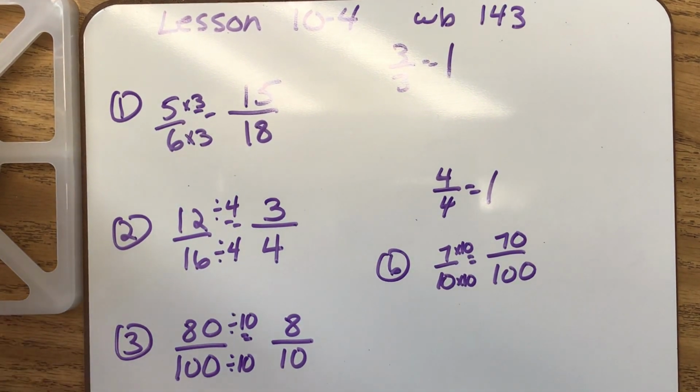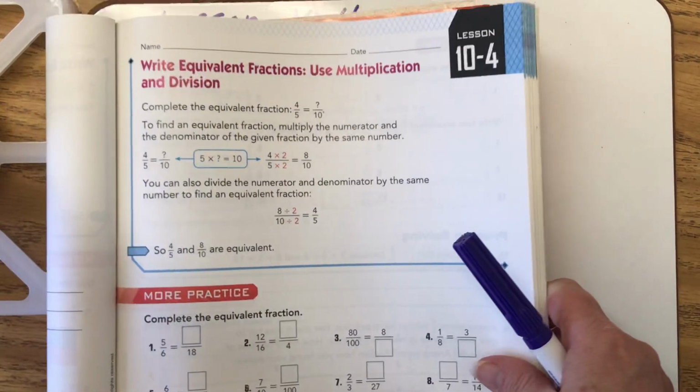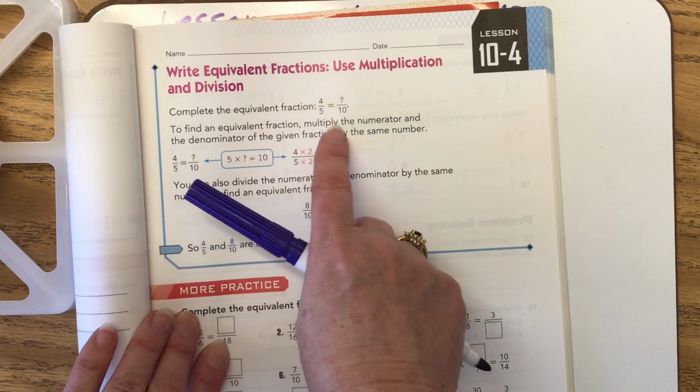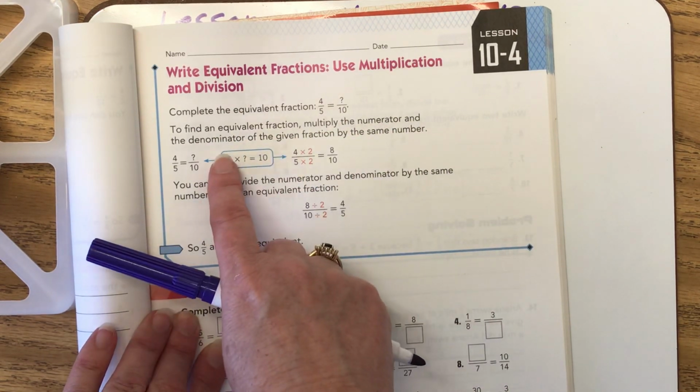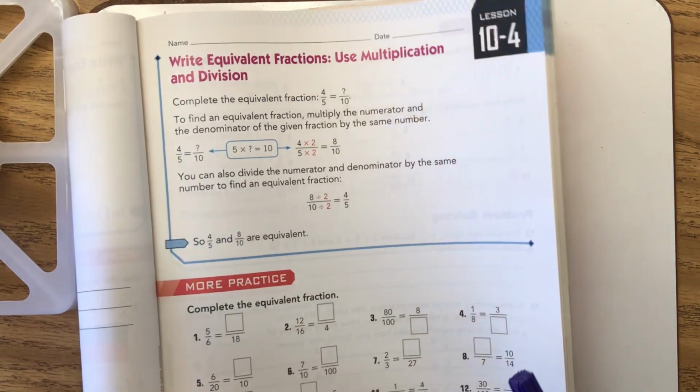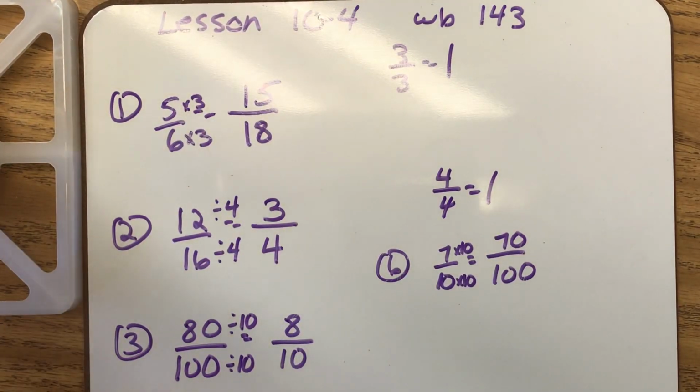So if you look at this very important sentence on the top of page 143, it says to find an equivalent fraction, multiply the numerator and the denominator of the given fraction by the same number. So anytime you multiply or divide the numerator and the denominator by the same number, you will get an equivalent fraction. Let's do one more.